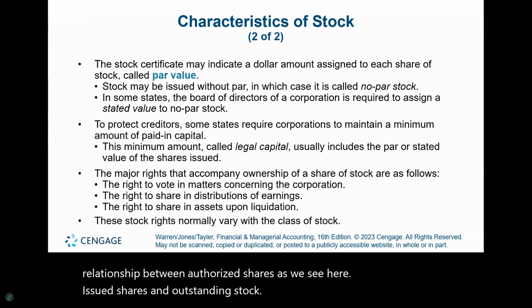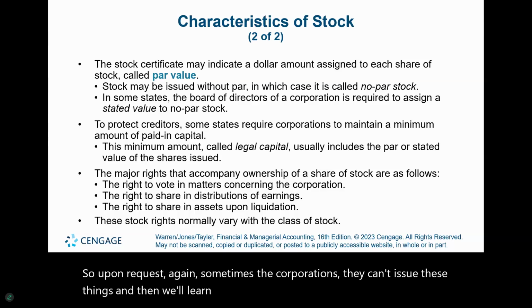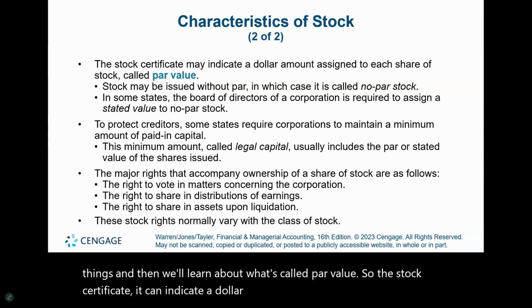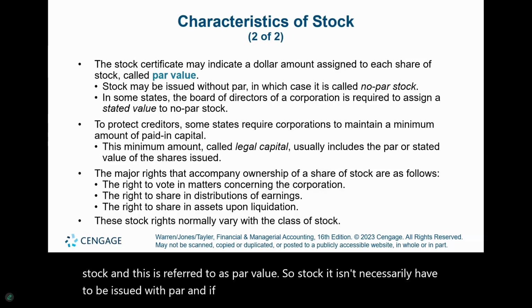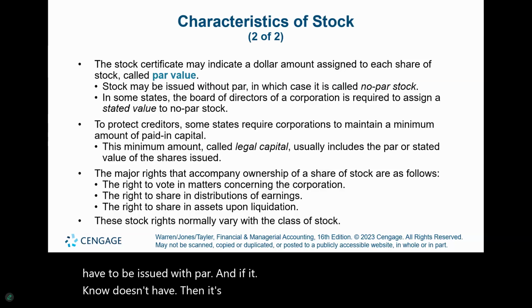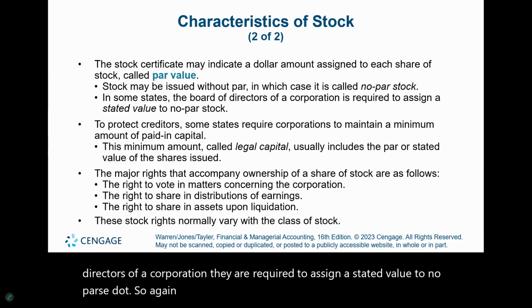So upon request, corporations can issue these certificates, and then we'll learn about what's called par value. The stock certificate can indicate a dollar amount assigned to each share of the stock, and this is referred to as par value. Stock doesn't necessarily have to be issued with par, and if it doesn't have it, then it's called no par stock. In some states, the board of directors of a corporation is required to assign a stated value to no par stock. So again, it really all depends on which state the corporation is incorporated in.